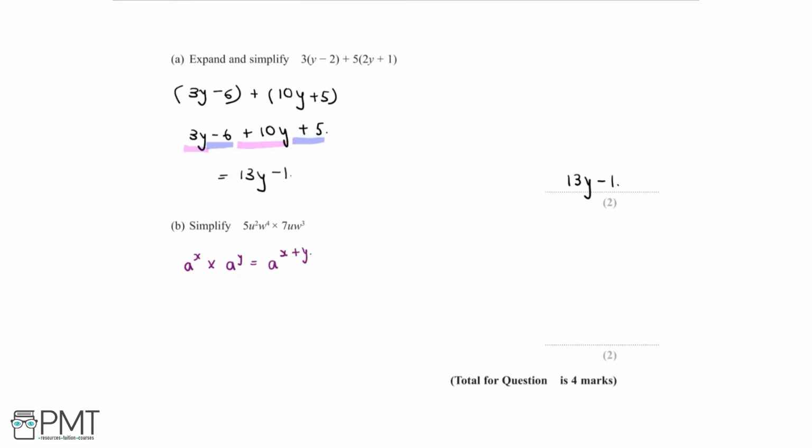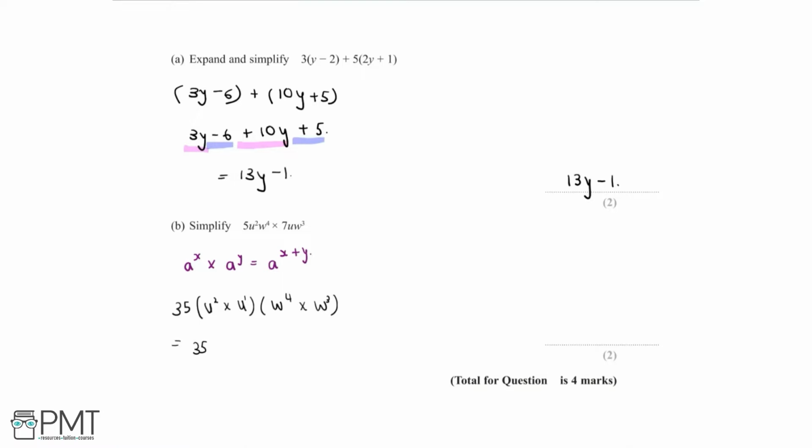5 multiplied by 7 is equal to 35. And then we have u squared multiplied by u, and then we have w to the power of 4 multiplied by w to the power of 3. And so we can also say that u is the same as writing u to the power of 1. Now let's simplify this further.